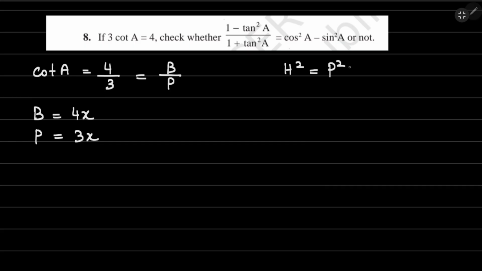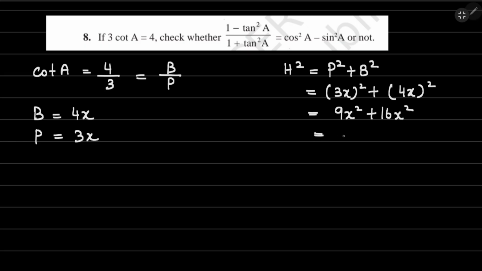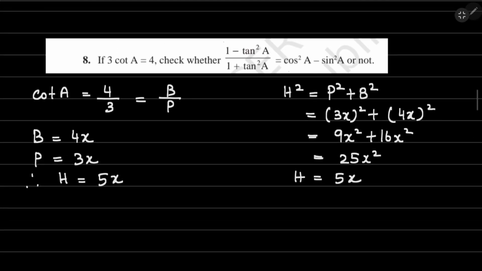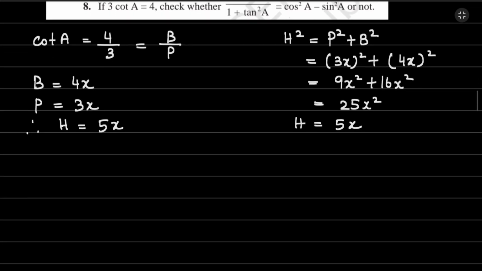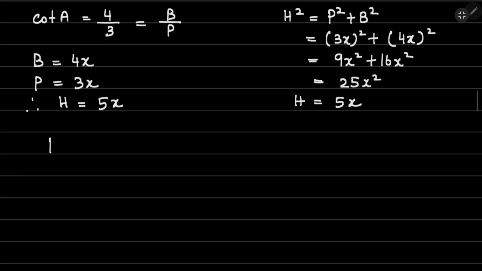So what is your h square? Equal to p square plus base square. P square is nothing but 3x the whole square plus base 4x the whole square. So 9x square plus 16x square, which is 25x square. So h is equal to 5x. Now you need to find out what is tan A. You need sin A, cos A also. Right? So let us find out what is tan A.